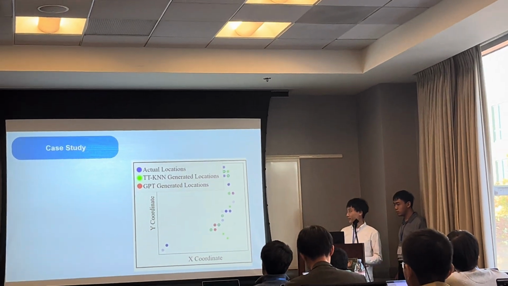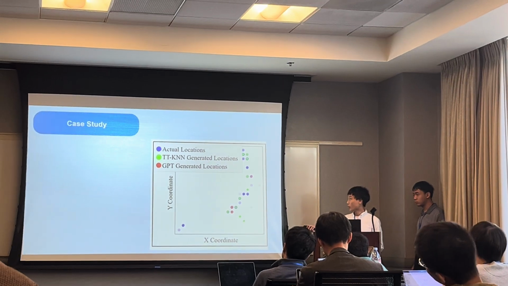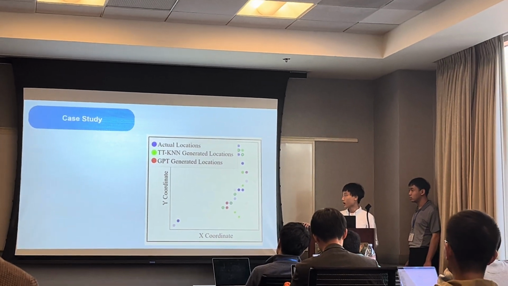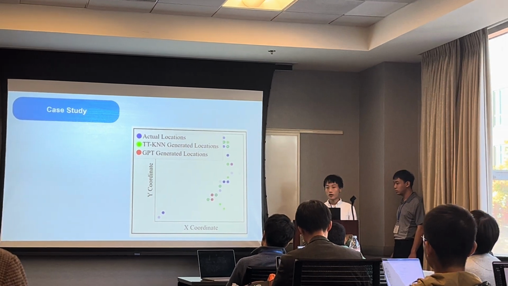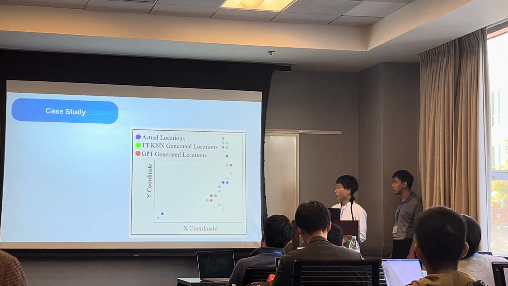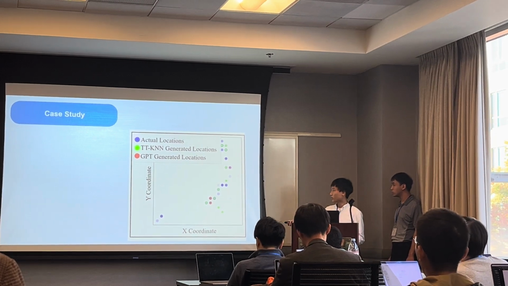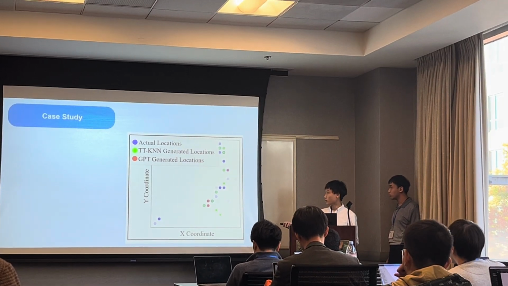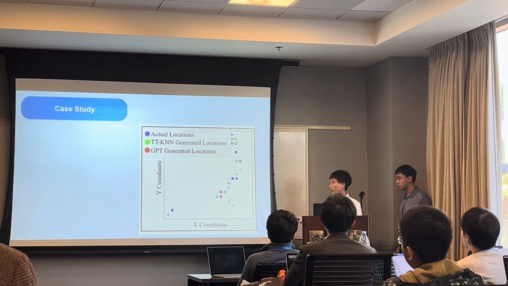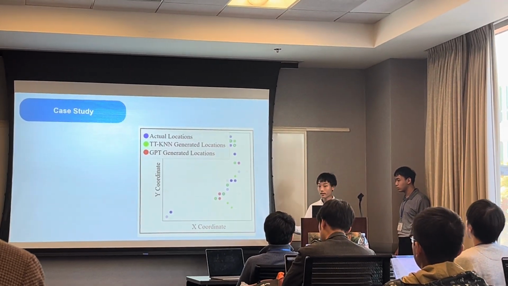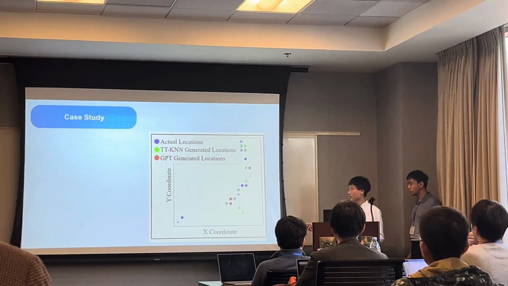For this case study, we have the blue markers, which are the actual locations, and the green markers, which are our model's generated locations. And finally, we have the red markers, which are the DD-generated locations. You can see more overlap between the green markers and the blue markers, which shows that our model performs better than the DD-generated one for this user in the case study.